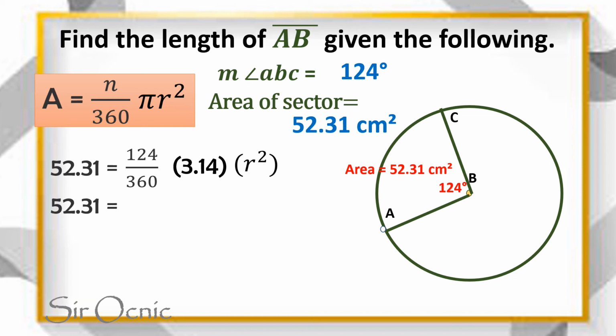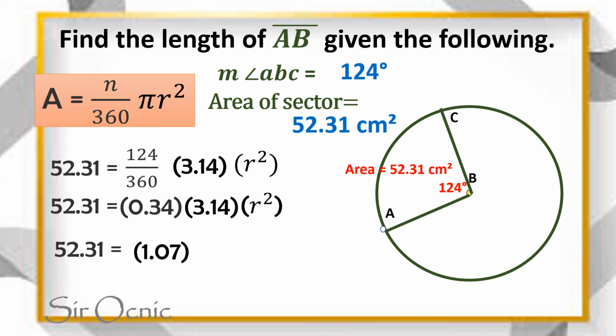124 divided by 360 is equal to 0.34. 0.34 times 3.14, you will have 1.07 times r squared. Dividing both sides of the equation by 1.07, you will arrive at r squared equals 49. That means that the measure of the radius of the circle is equal to 7 centimeters.